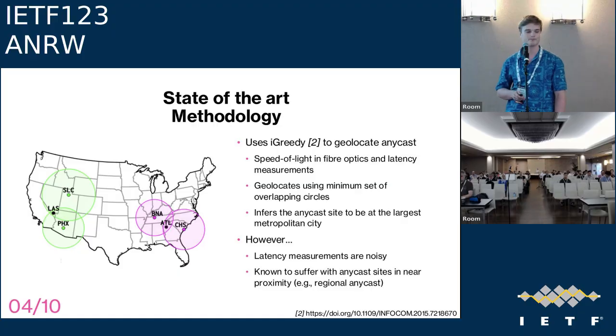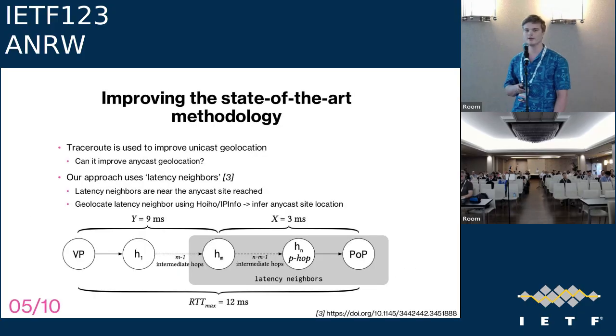find one location. So what we did is we looked at traceroute, which lets you measure the path that an internet packet takes to reach its destination, and to see if we can use this to improve Anycast geolocation, as it has been done in unicast geolocation to achieve the same goal, and it's very useful there.